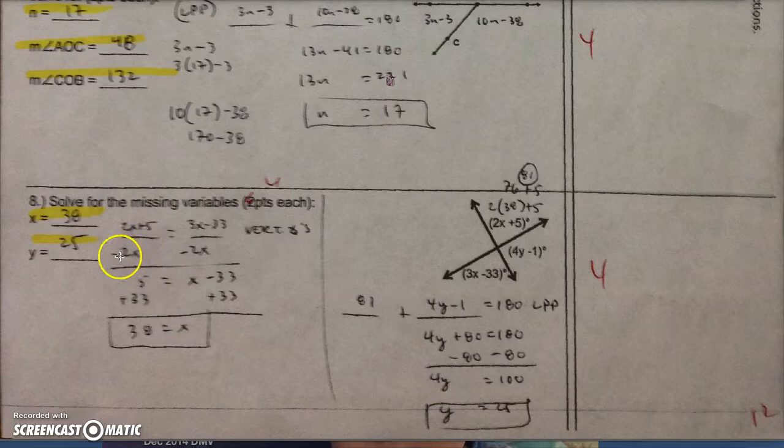I'm going to solve for the variable x, subtract 2x from both sides. I get x minus 33 equals 5. Add 33 to both sides, this will become 0. X is equal to 38. If you got that far, I give you 3 points.